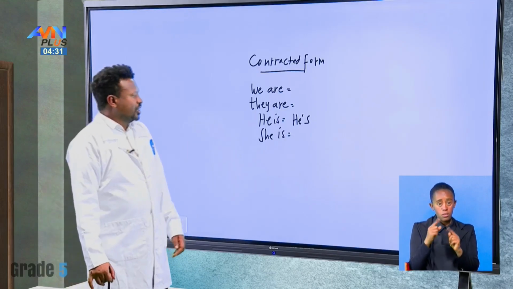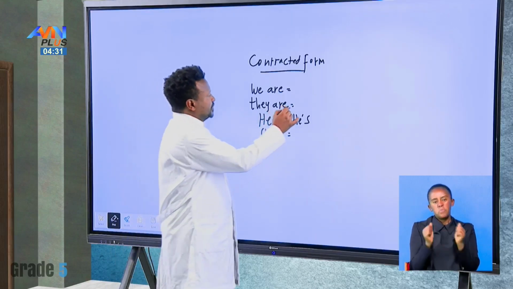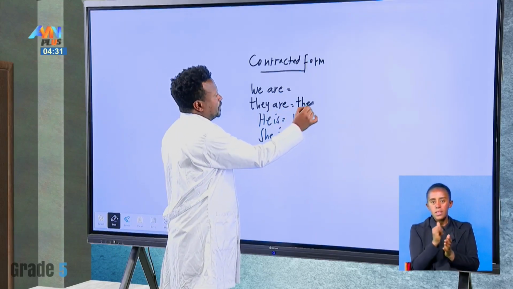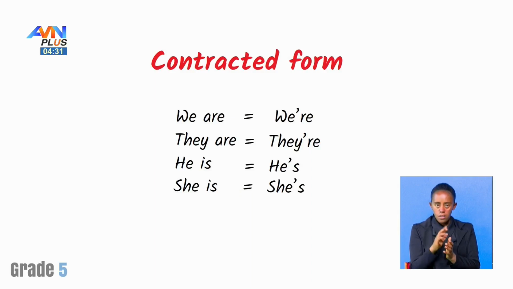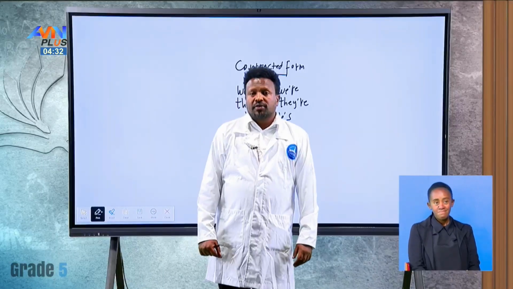All right. Let us finish together. They are, they're. We are, we're. She is, she's. So this is the simplest way of using contracted forms when you write some points in your lesson. Okay, this is all for today.